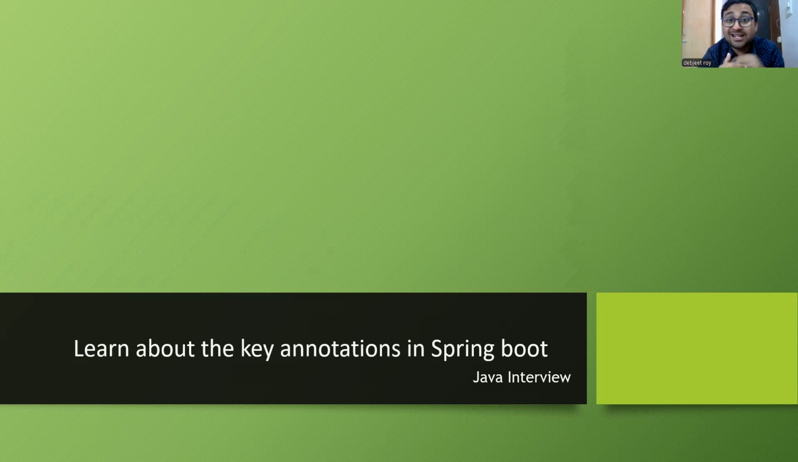Then you have to understand what the key annotations of Spring Boot are. There are various types of annotations, right? There are certain stereotype annotations present, like @Controller, then @Service, then @Repository. So these are some of the stereotype annotations that are the most important ones. That's a starting point, okay, in the MVC architecture of Spring.